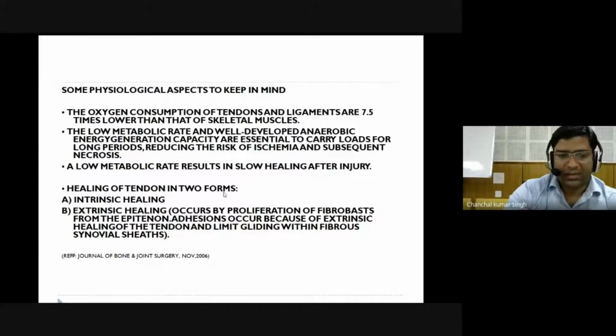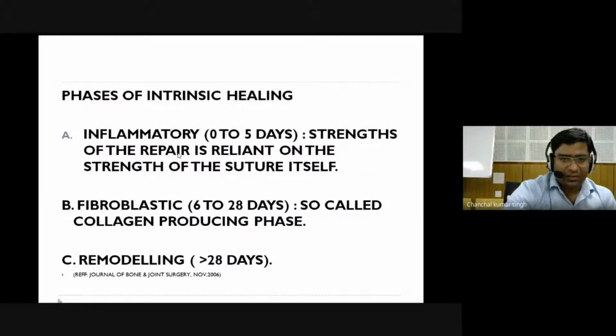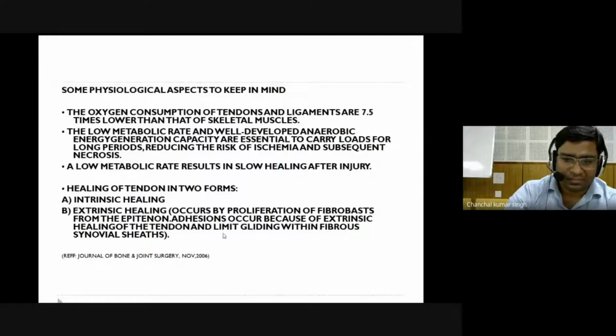Healing is by intrinsic healing and extrinsic healing. Intrinsic healing is by the fibrovascular structures and collagen, and extrinsic healing is because of the synovial tissue, which has some progenitor cells, chondrocytes, and tendon progenitor cells which allow rapid healing.